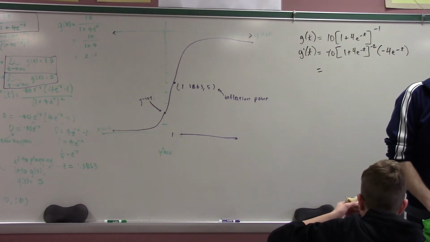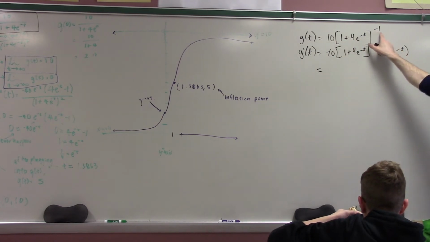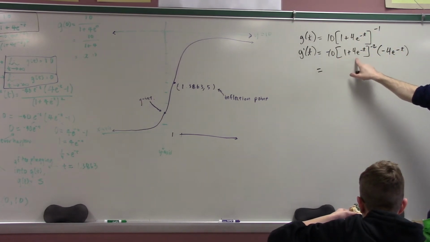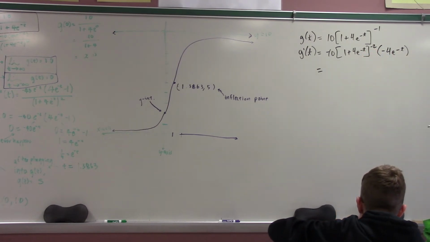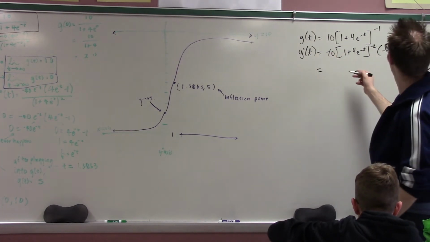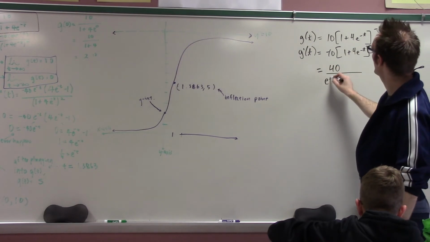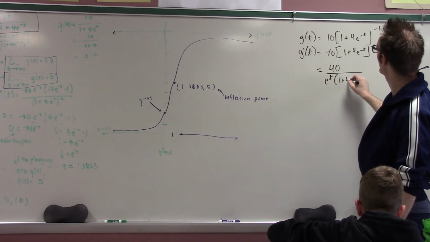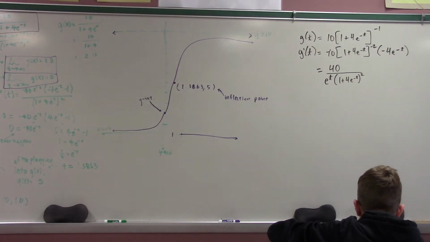Hold on, let me just double check my work. This is 10 times (1 plus 4e to the -t) to the -1, so that's -10 times (1 plus 4e to the -t) to the -2, times the derivative of what's inside. Yeah, I think I'm right. Now the -4 and these two negatives cancel, and so we get 40 over e to the t times (1 plus 4e to the -t) squared. That's what she has too? No, you have a negative.